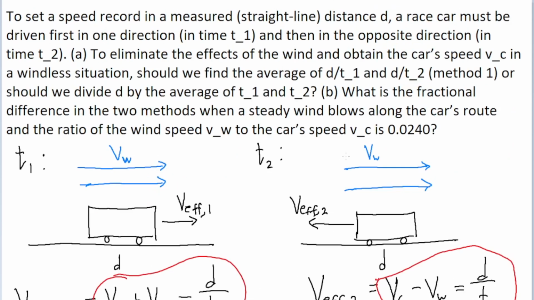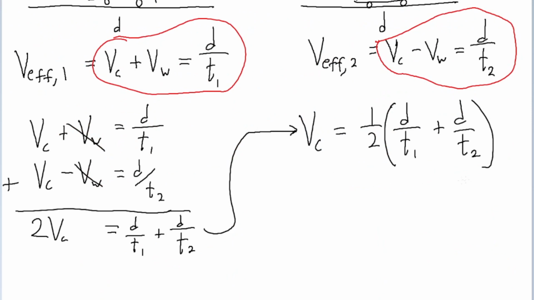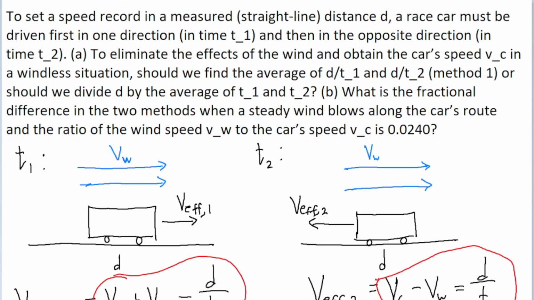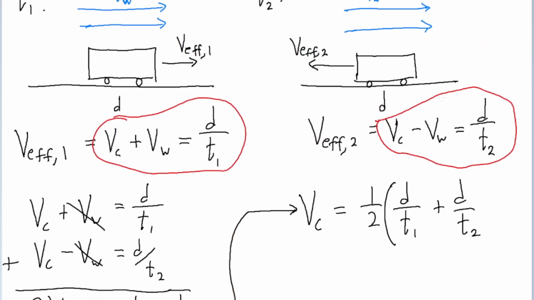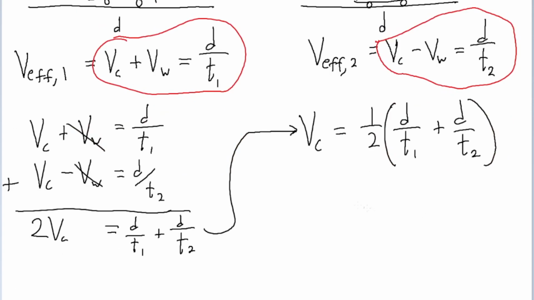And going back to the problem statement, which asks us which of the two methods is better, we can see that the equation we've just found corresponds to what the problem describes as method 1, where we find the average of d over t sub 1 and d over t sub 2. That's what we're doing here. We're taking d over t sub 1, adding it to d over t sub 2, and then taking the average of the two terms by dividing by 2. So this equation represents method 1. So method 1 is the better method. That's the method we need to use.